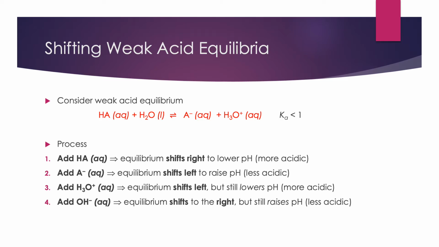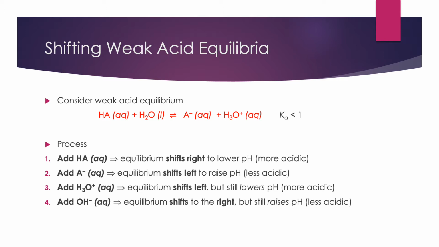So we're going to start again with a weak acid equilibrium, so an acid dissociation equilibrium, but I'm not going to specify an acid at this point. I'm just going to leave it very generic. So we're going to look at this generic equilibrium for a weak acid, HA, dissociating into A-, the conjugate base, and hydronium ions. Again, this is a weak acid, so its Ka value is going to be less than 1.